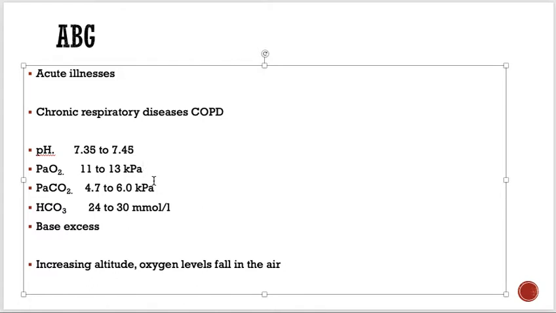So one way to remember is this: type 1 respiratory failure gives abnormality of one gas, whereas type 2 respiratory failure gives abnormality of two gases. Of course, there are different causes of respiratory failure. For example, type 1 respiratory failure can be caused by pulmonary edema, pneumonia, pulmonary embolism, and type 2 respiratory failure can be caused by COPD, respiratory muscle depression, and all this stuff.